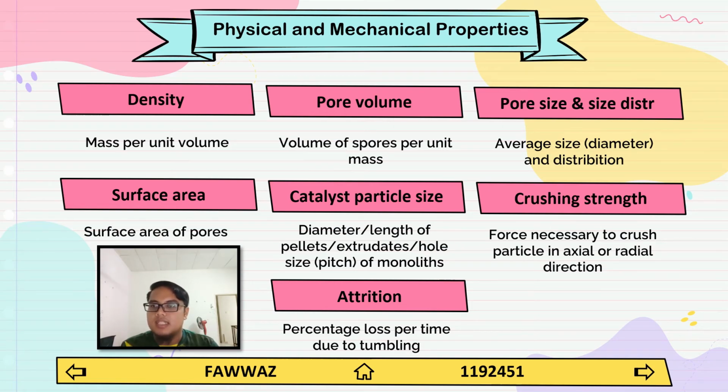Next, the property is catalyst particle size, which is defined as the diameter or length of pellets or extrudates or hole size, which is the pitch of the monolith. Next, the crushing strength, which can be defined as the force necessary to crush the catalyst particle in axial or radial direction. And the last property is the attrition, which is the percentage loss per time of the catalyst due to tumbling.